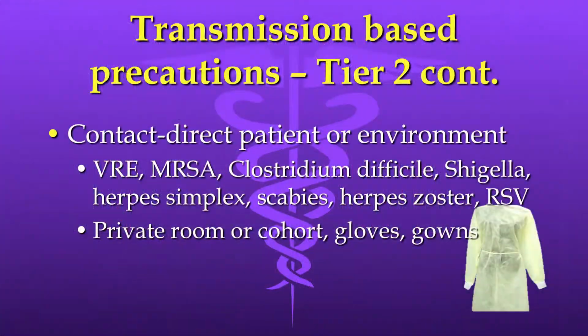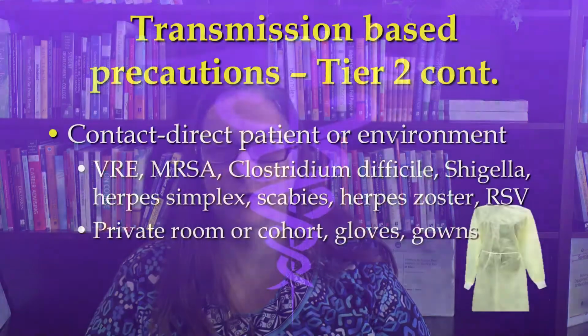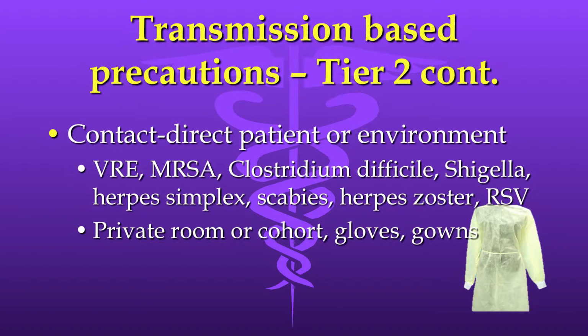The next transmission-based precaution is contact. If you're going to have contact with the patient or their environment, you need to be wearing the gloves and the gown. If you're going to be touching up against the bed or up against the patient, you're going to need to wear the gown. They need to be in a private room or a cohort. These ones are for VRE, which is vancomycin resistant enterococcus, MRSA, which is methicillin resistant Staph aureus, Clostridium difficile, Shigella, herpes simplex, scabies, herpes zoster, and RSV.